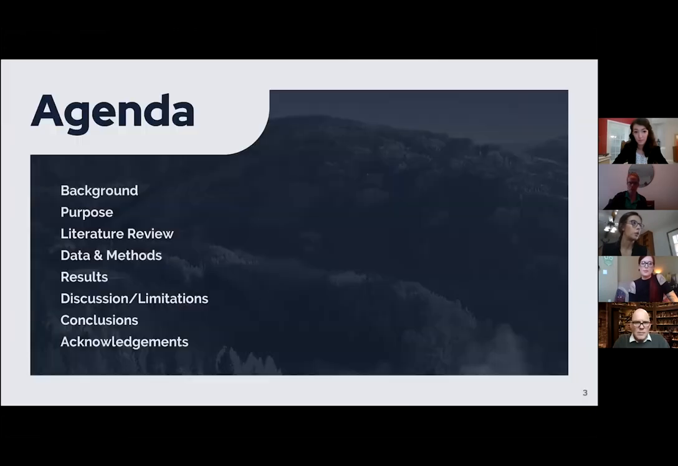I will provide you with a brief background on my research topic along with its purpose. I will cover the literature review and then move on to the data and methods I used to develop the results of the study. And lastly, I will explain the results along with the discussion and limitations that formed throughout the study, after which I will answer any questions that you have.